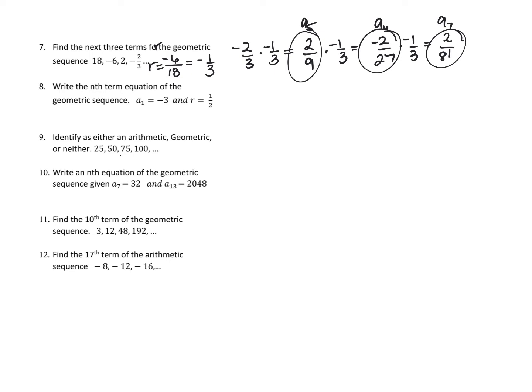Number 8, write the nth term equation for the geometric sequence. That's your an equals a1 times r to the n minus 1. The nice thing about this equation is it just asks us to plug it in. We don't have to do any simplifying. So a1 is negative 3 times 1/2 to the n minus 1.